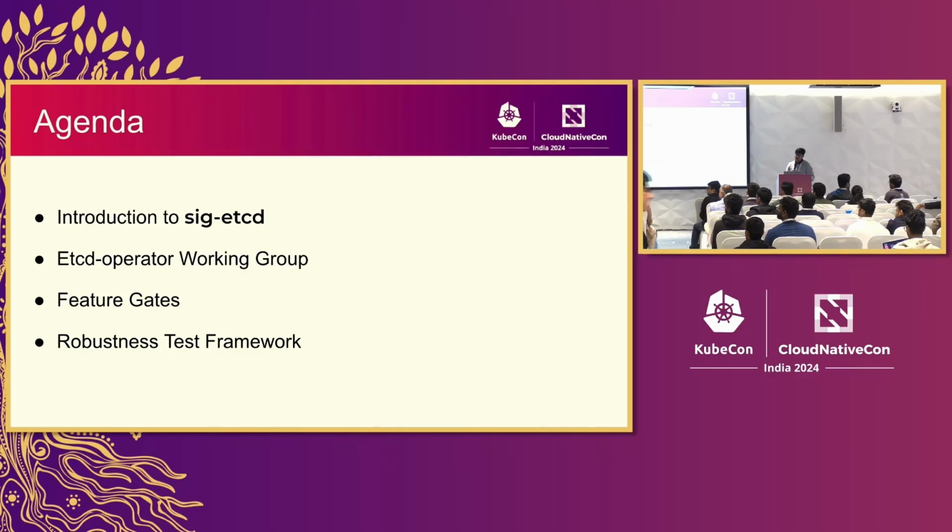So let's look at what we are going to cover in this session. First, we'll get to know about the special interest group for etcd, SIG-etcd, and what's new about it. Next is the very long-awaited etcd operator and how the working group has formed. Then the feature gates and why we need them in etcd. And finally, the robustness test framework that etcd uses to ensure reliability.